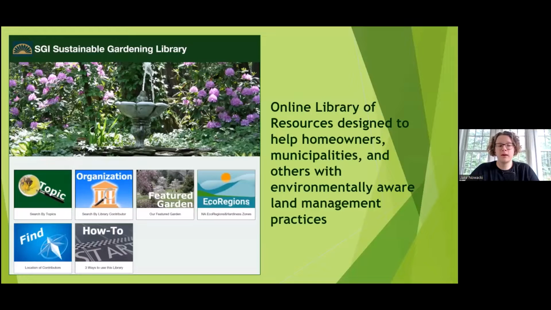So the Sustainable Gardening Library is an online library of resources of environmental information that aims to help homeowners, municipalities, and others with their land management practices. You can see the homepage of the library on the left. You can search by topics, which I will be going over in further detail, organizations that have contributed to the project, which include municipalities, different universities, etc. Our featured garden, which is the US National Arboretum, as well as North American ecoregions and hardiness zones, which display which plants would thrive in which regions of the United States.